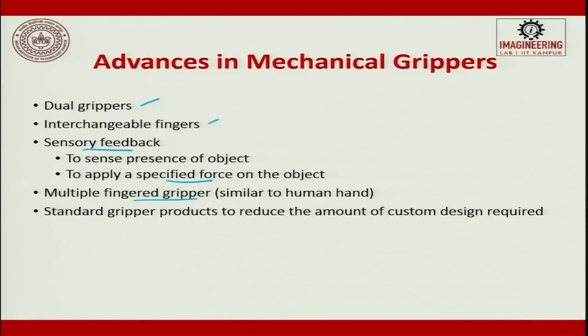So, multiple finger gripping is also there, and standard gripper products to reduce the amount of custom design requirements. All these things are recent advancements which are happening in robo, so that they make the handling and the processing much easier and faster.